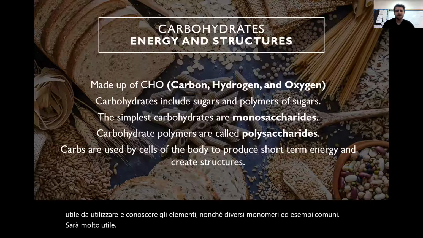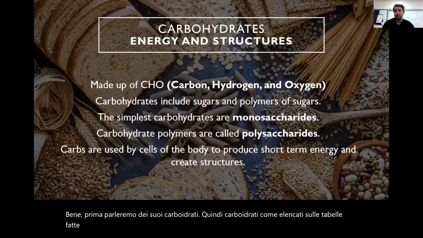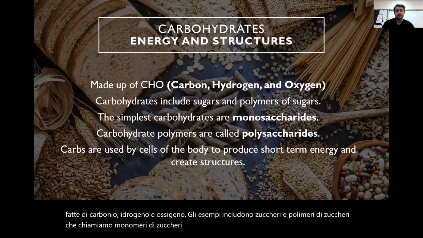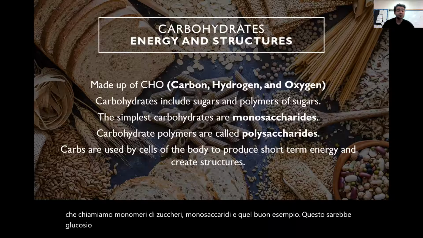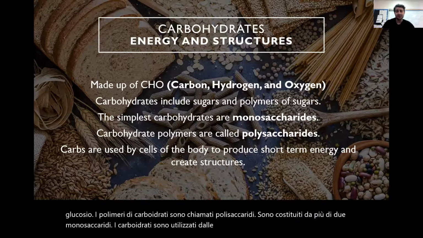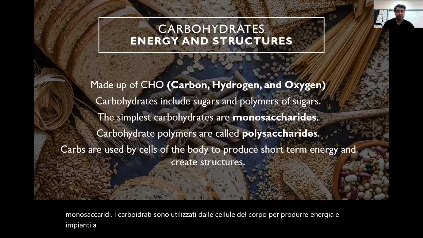All right, the first one we're going to talk about is carbohydrates. So carbohydrates, like listed on the table, are made up of carbon, hydrogen, and oxygen. Examples include sugars and polymers of sugars. We call monomers of sugars monosaccharides, and a good example would be glucose. Carbohydrate polymers are called polysaccharides. They're made up of more than 2 monosaccharides. Carbs are used by the cells of the body to produce very short-term energy, and in plants, for instance, like cellulose, to help create structures.